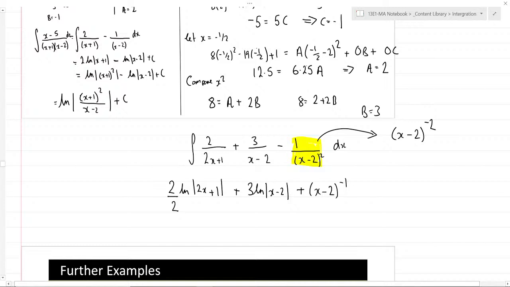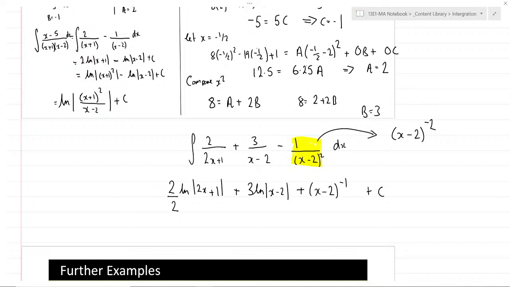That's the hard one, isn't it? Plus c. Everybody alright with that and where that's come from? Okay. The power of minus 2 increases to minus 1. I then need to divide by that power, which is going to be minus. So at the moment that's minus (x minus 2) to the minus 1. Because there's already a minus inside there, it's going to cancel it out, so it's going to be plus. Then I would usually differentiate inside that and divide by that. But if I differentiate x minus 2, I end up with just 1. So it's just divided by 1, which means it's the same.